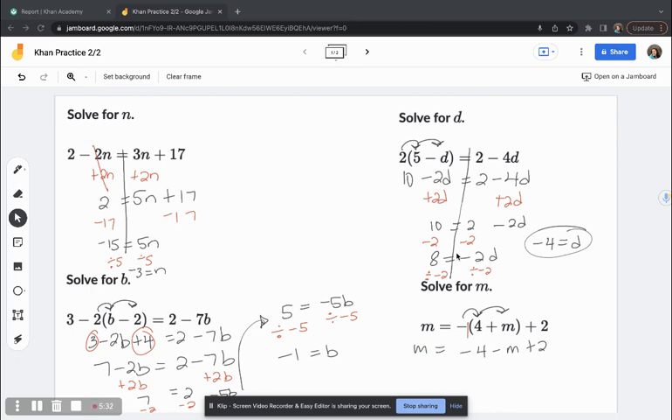Right, I can combine like terms on the right side. I can put together negative 4 and positive 2, which is going to give me negative 2 minus m equals m.